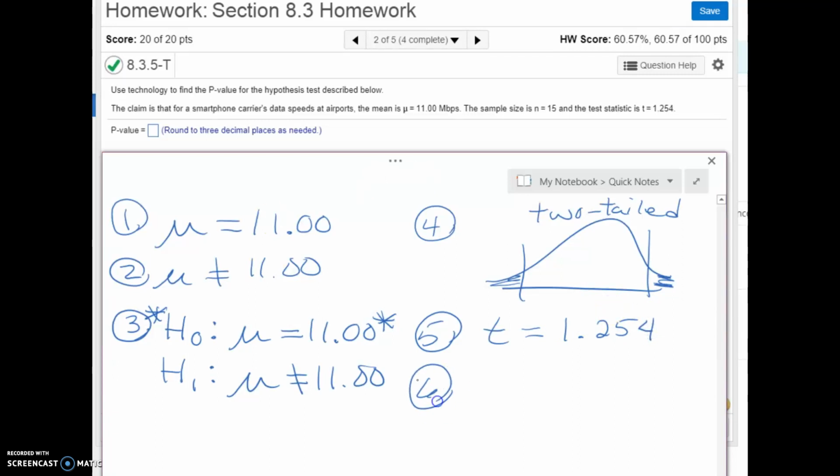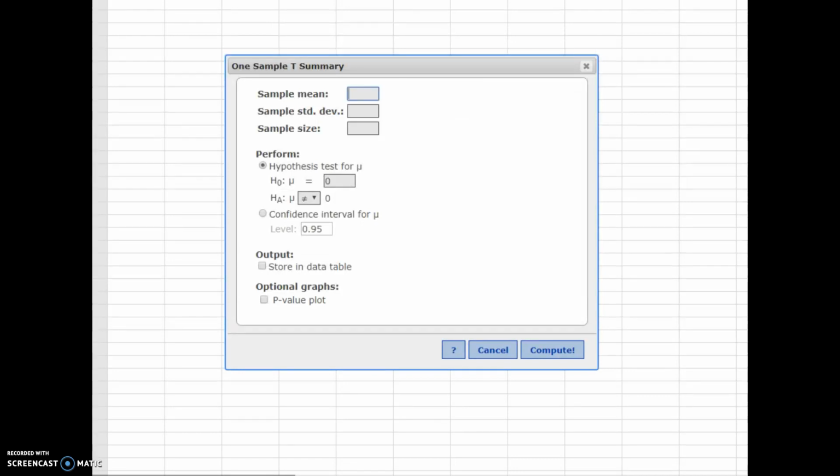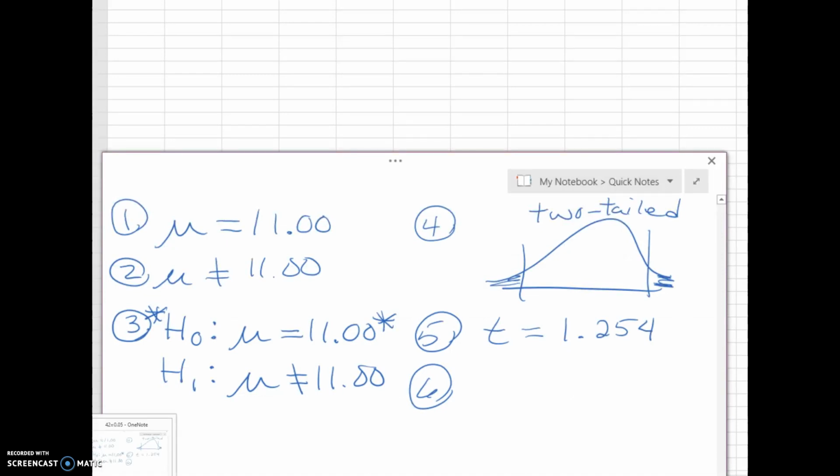And then step 6 is find the p-value. Now, the last time I showed you how to find the test statistic and the p-value, you went to StatCrunch, then Stat. We're doing a mean, and it's a T stats, one sample with summary. To do that, I need the sample mean, the sample standard deviation, and the sample size. They didn't give me all that, so I can't do it that way. So in this case, since they gave me the test statistic, I'm going to use that to find the area.